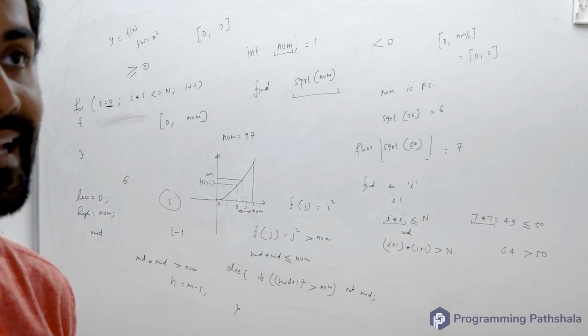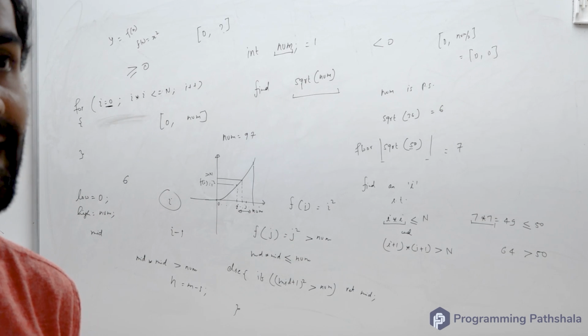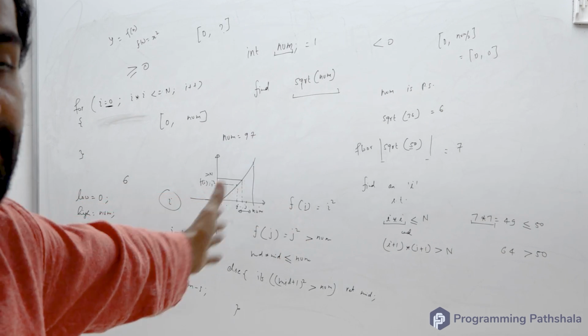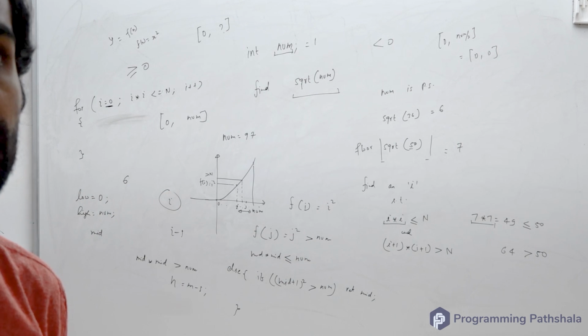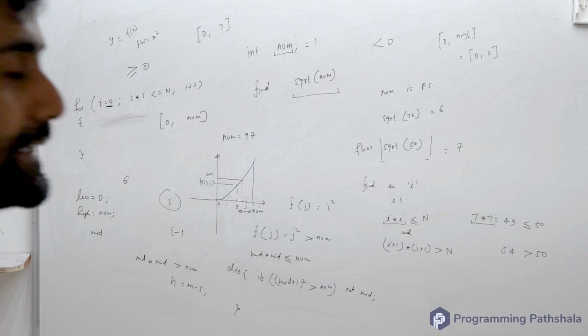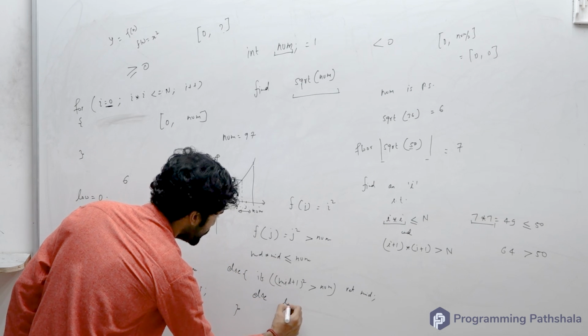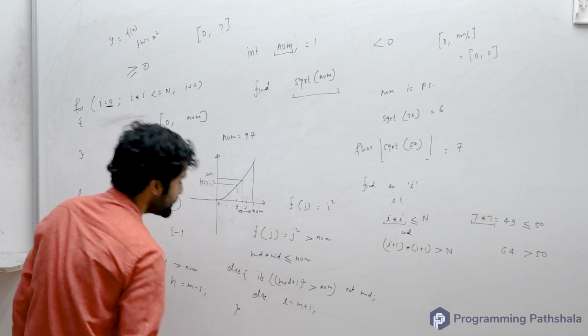So what will you do in that case? You will move to the right side, because in that case your answer lies towards the right. So in such a case, when this condition is not true, you would move to low equals mid plus 1.